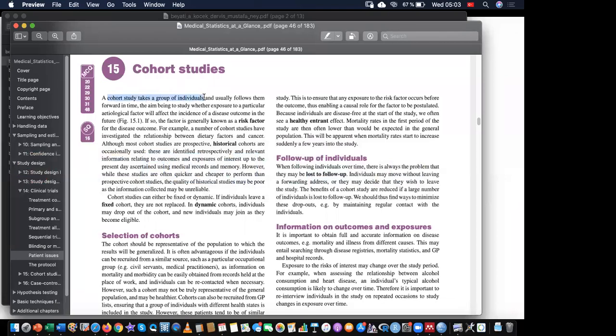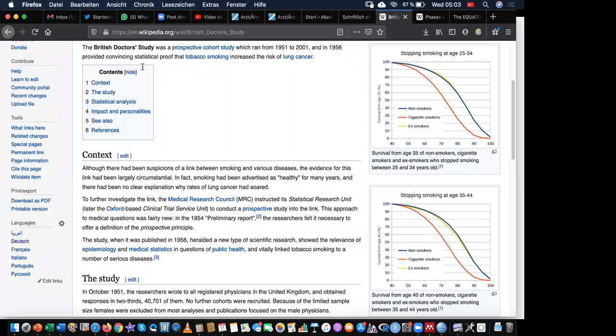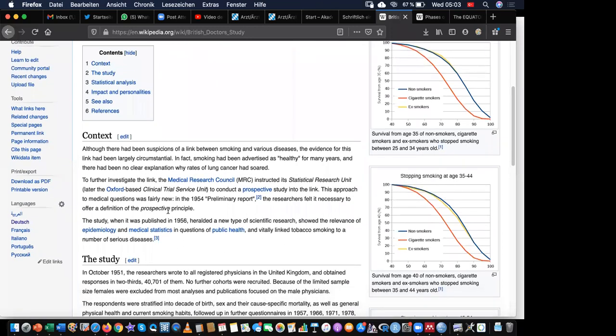A cohort is a group of individuals. The word cohort means a group of people. It can be anything. You can imagine any cohort. A cohort is the inhabitants of a village. A cohort is the students of a school. The cohort are the doctors working in UK. In this example, the British Doctors Study, these are doctors who worked in UK.